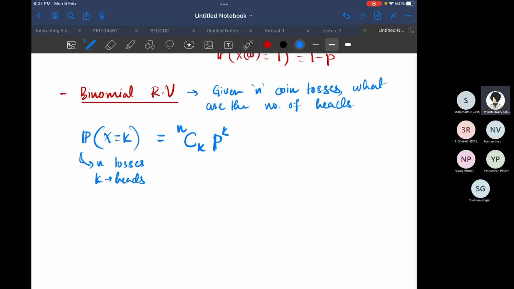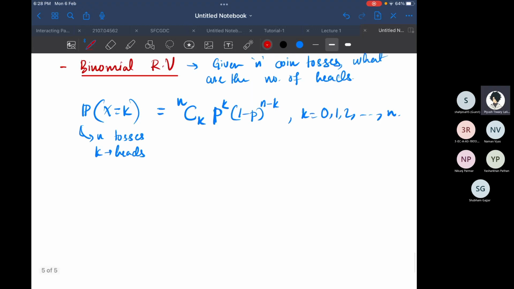So I want these to be heads, so I take p to the power k, because the probability of heads is p, and I want the rest of them to be tails. So the n minus k of them should have a probability 1 minus p. This is what it is. And k can go from 0, 1, 2 till n. You can have maximum n heads. This is what a binomial random variable is.